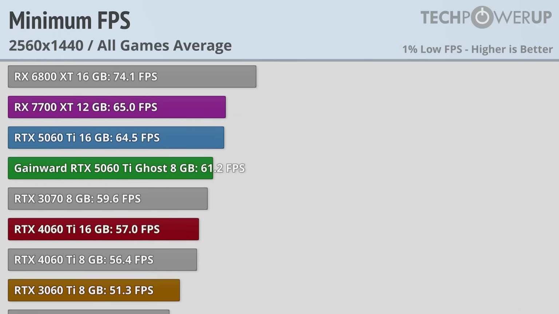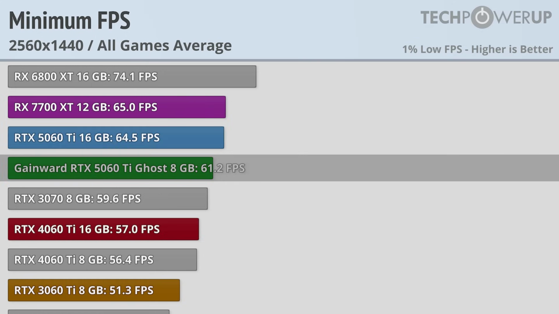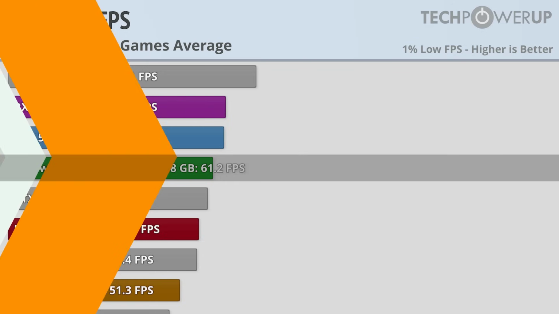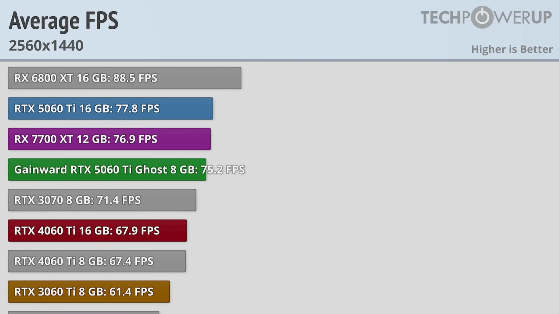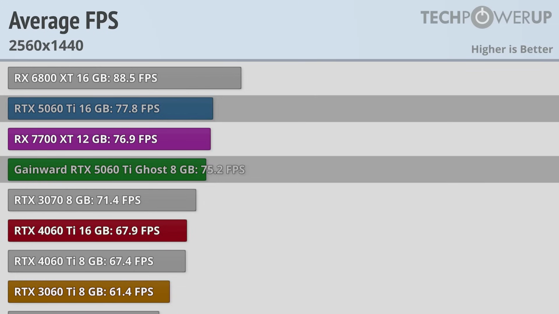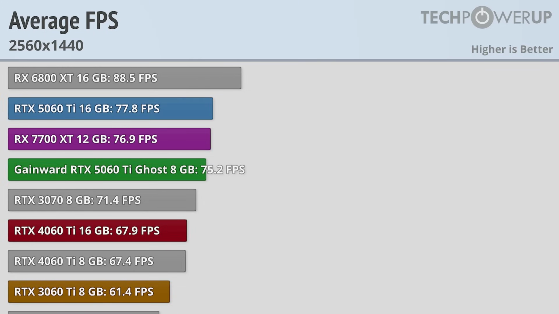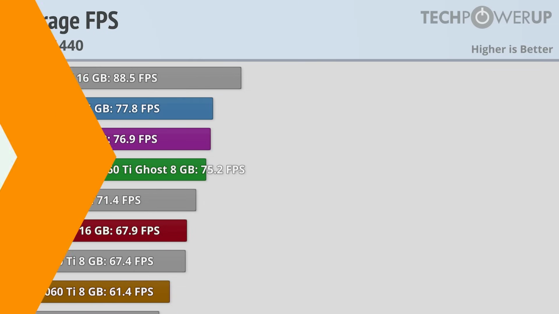This performance delta remains basically the same when looking at the minimum FPS, with the 16GB model getting about 64 FPS and the 8GB model getting 61. In practice though, the actual performance difference between them is only about 2 FPS, and if you played with lower quality settings, they should be effectively tied.